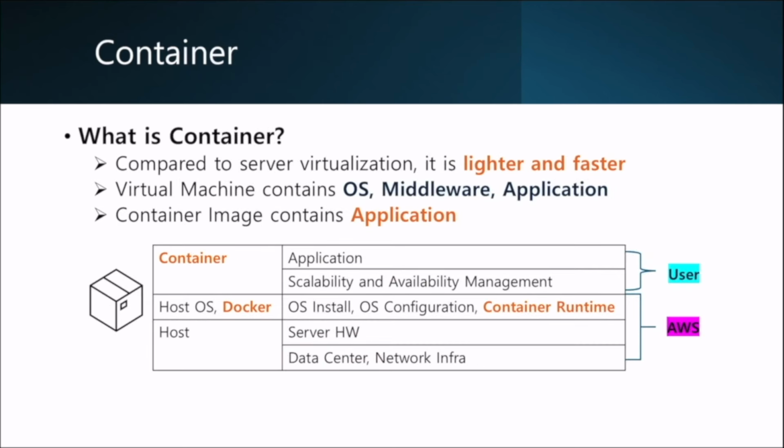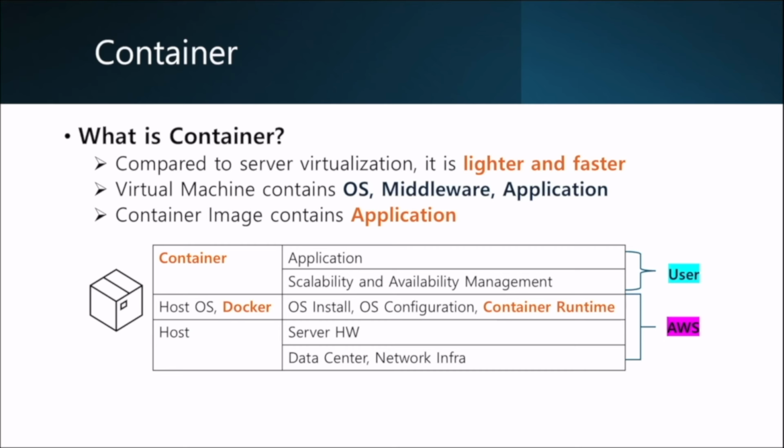Now, let's talk about what is a container. Compared to server virtualization, it is much lighter and much faster. A virtual machine, VM, contains OS, middleware, and application. A container image contains only the application. Now let's dive a little deeper into what this means.